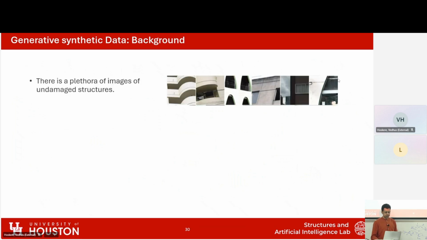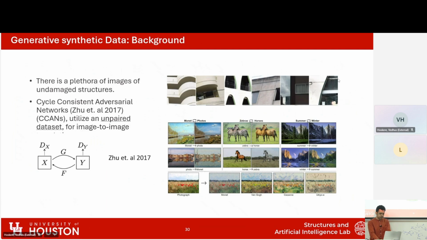So there are lots of images of undamaged structures. In 2017, Zhu et al. proposed a model called a cycle-consistent adversarial network, which allows you to do unpaired image-to-image translation. What does that mean? I have two domains, domain A and domain B. I want to learn the features of domain A and domain B, and then I want to be able to translate images from domain A to domain B and from domain B to domain A.